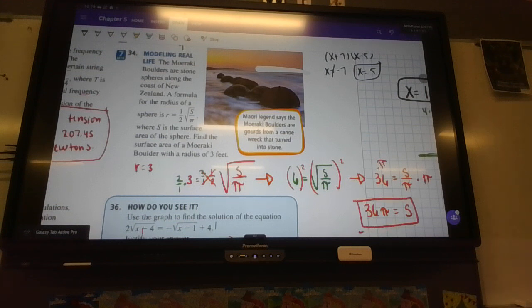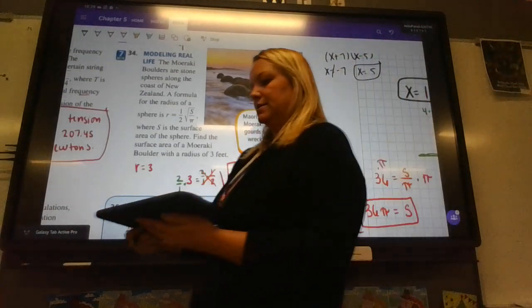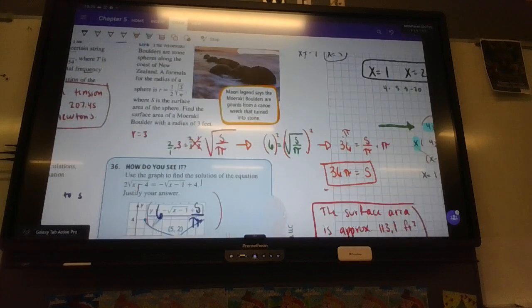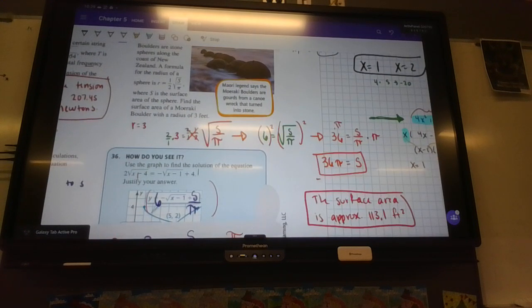Go ahead and put the pi in your calculator and see what the approximation is with a decimal. And then answer in a complete sentence. Man, when I put 36 pi in my calculator, it just says 36 pi. Anybody else? Yeah, so just hit the button above enter and it'll go decimal for you. The surface area is approximately 113 feet squared.